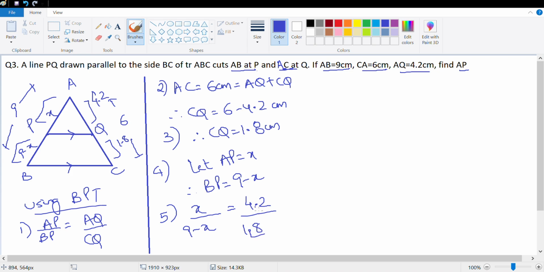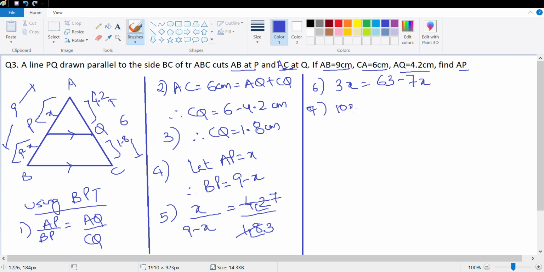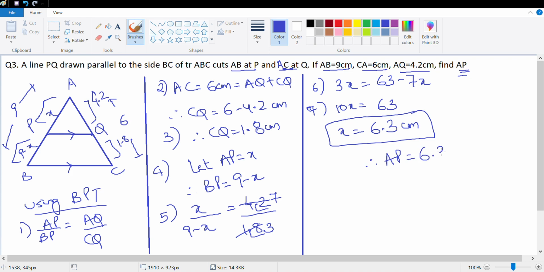So this decimal goes away. 6 into 3, 6 into 7. So this is 7 upon 3. Let's cross multiply. When I cross multiply, what I get is 3x is equal to 63 minus 7x. So 10x is equal to 63, which means x is equal to 6.3 centimeter. What do we have to calculate? AP. Therefore, AP is equal to 6.3 centimeter. Done. Simple one. Let's look at the next question.